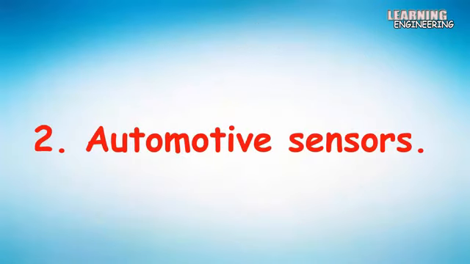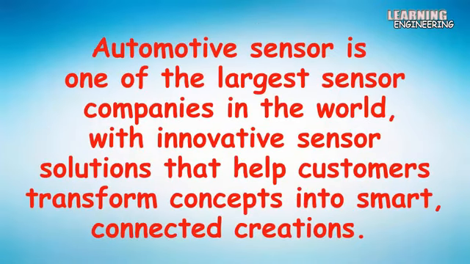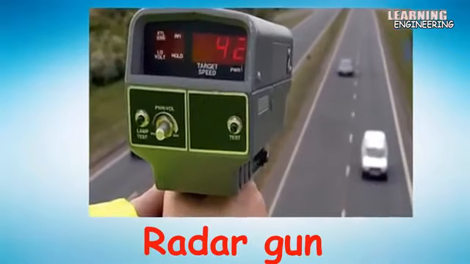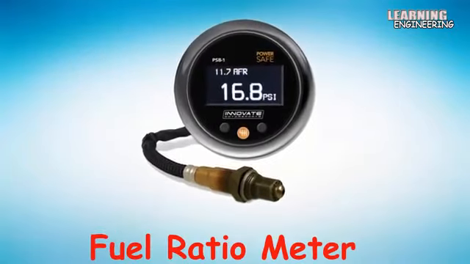2. Automotive sensors. Automotive sensor is one of the largest sensor companies in the world, with innovative sensor solutions that help customers transform concepts into smart, connected creations. For example, speedometer, radar gun, fuel ratio meter.